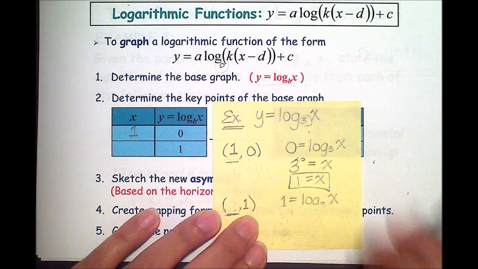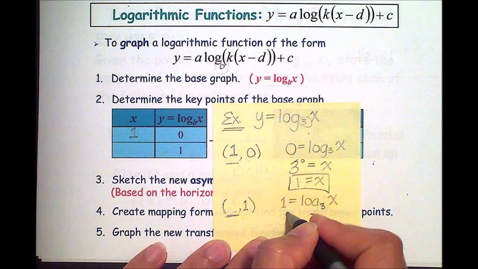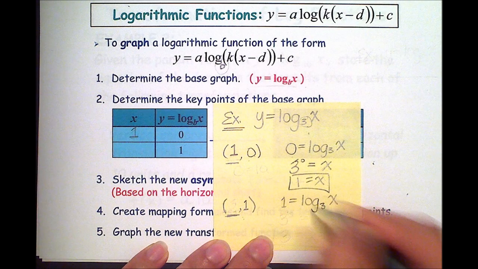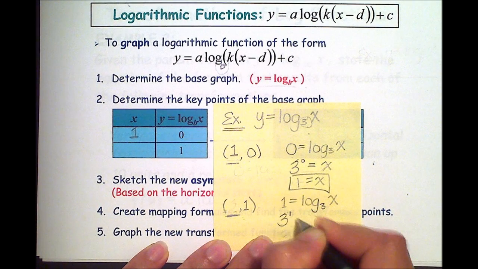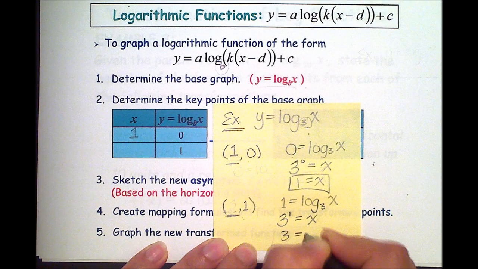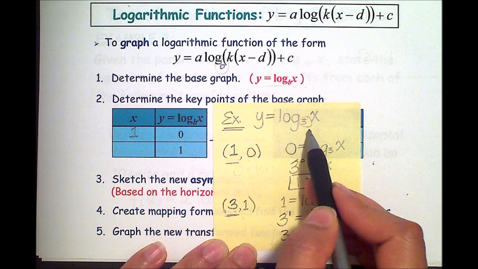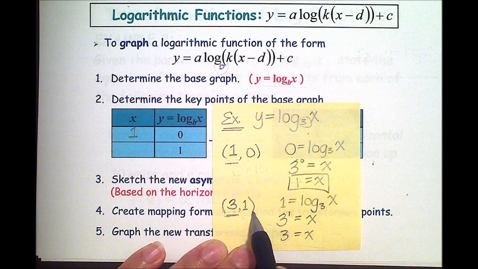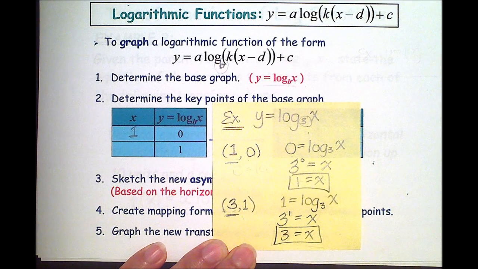And so if you have y equals log base 3 of x, and I make this equal to 1, so if my y coordinate's 1, I can solve for this again by rewriting it in exponential form. So I get 3 to exponent 1 equals x, which means 3 is equal to x. So in this case, just because my base is 3, I have a point at (3, 1). So it's relatively easy to figure out your key points. You just need to know what the base function is.